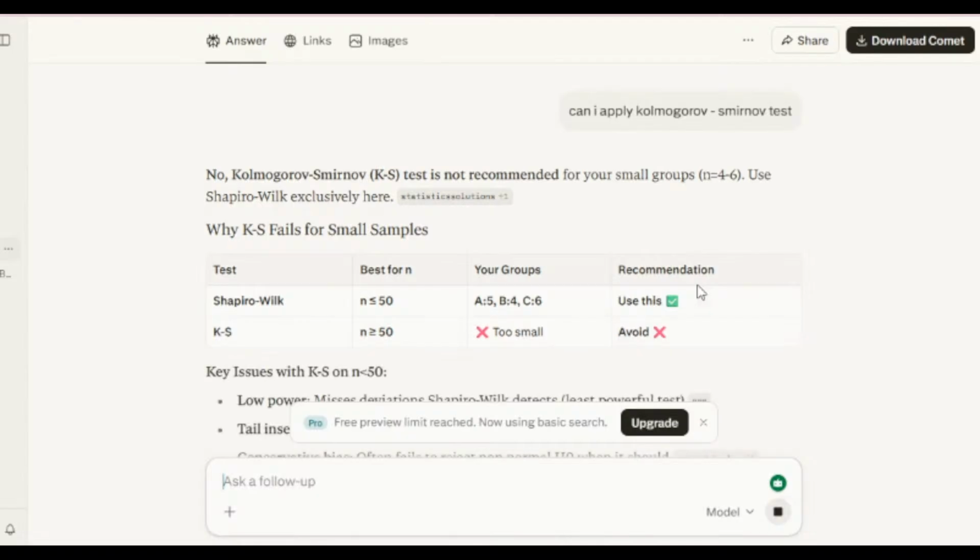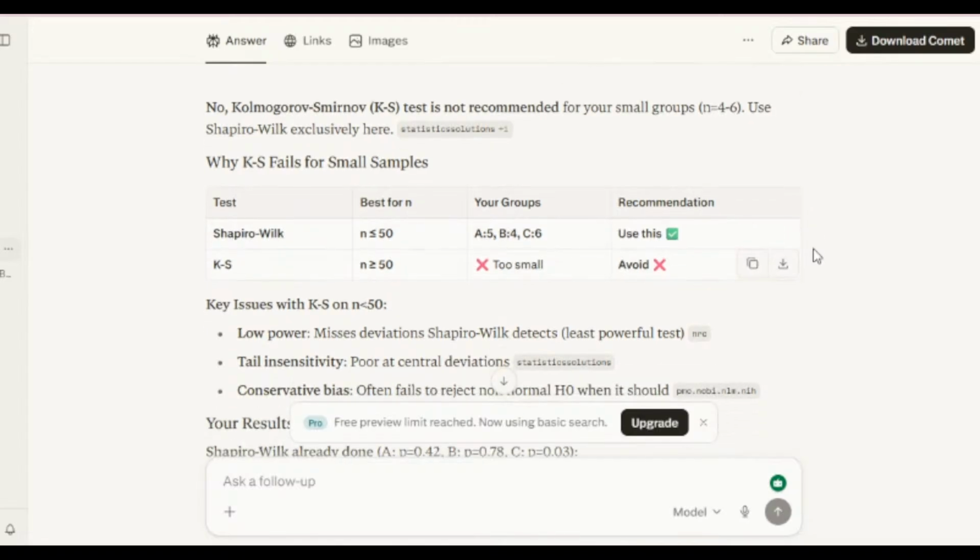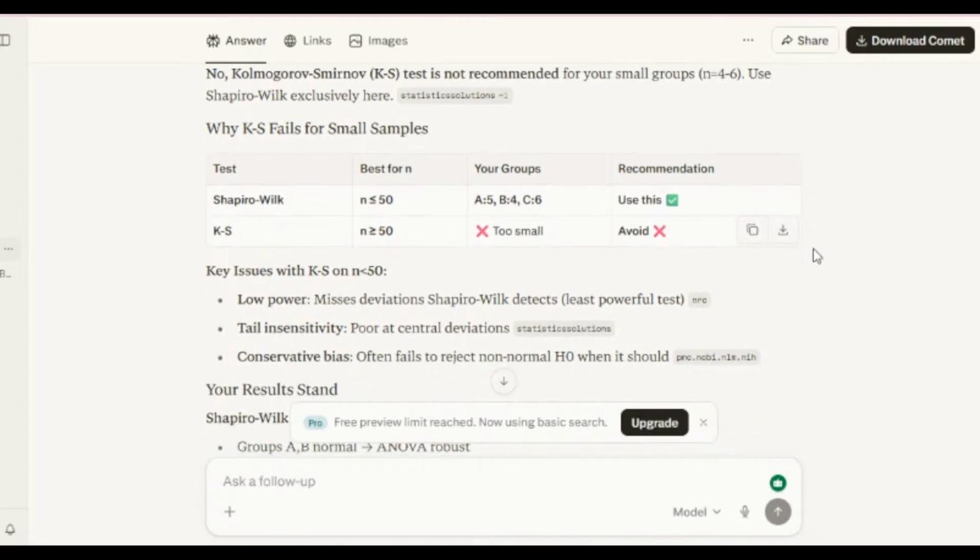See, the answer is no. See how much you are learning. We started with a simple ANOVA, then we went for descriptives, then to the F table, then to the post-hoc test, and within the post-hoc test, again we tried to go for a normality check, and within the normality check, which one to be rightly applied.